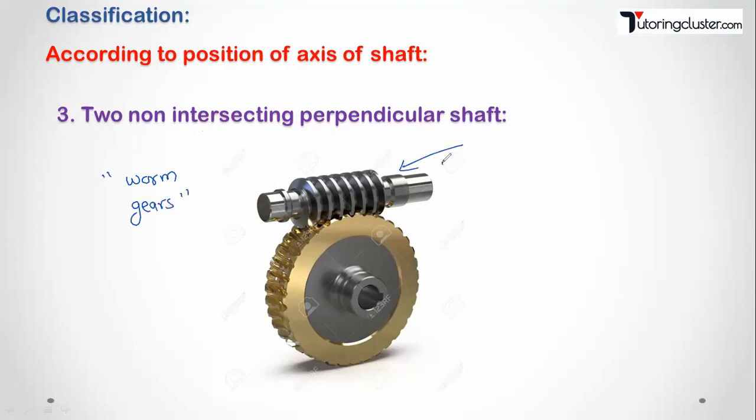The smaller one is called the worm. The bigger one is called the worm wheel. Is it clear? Or sometimes it is called the wheel or worm gear.